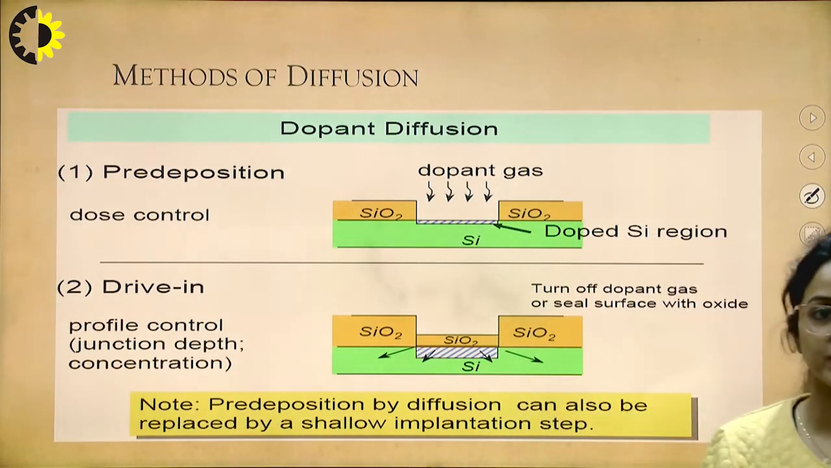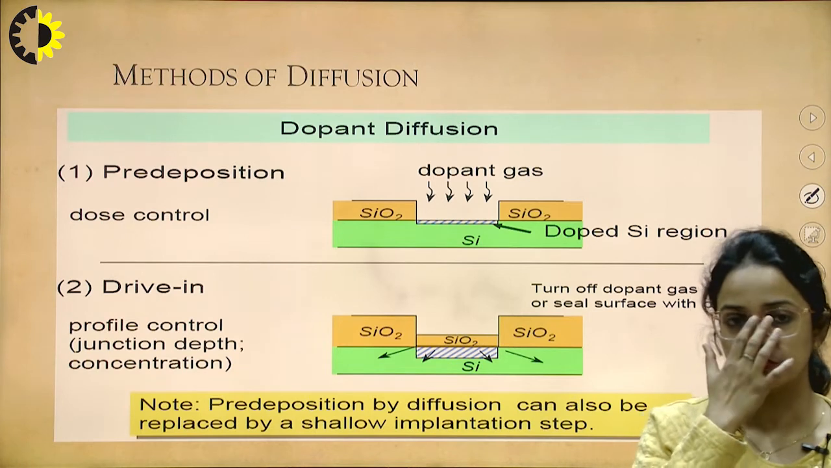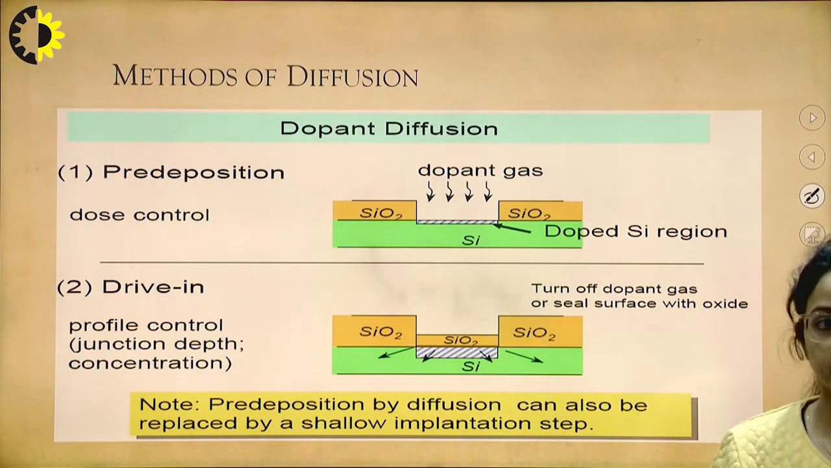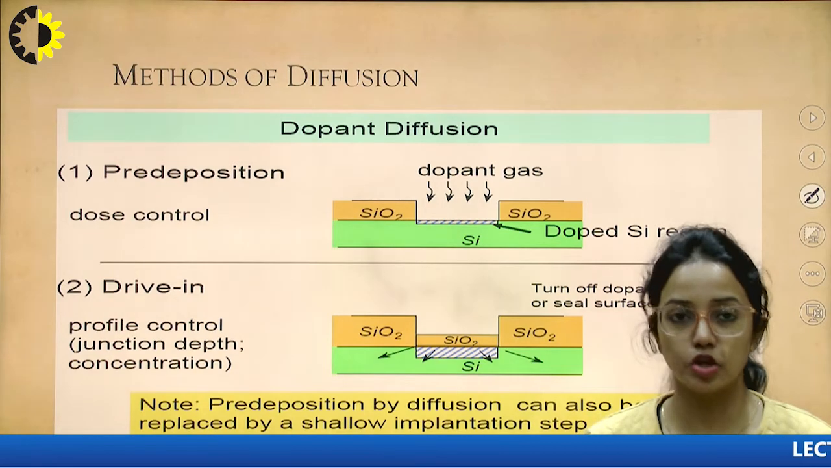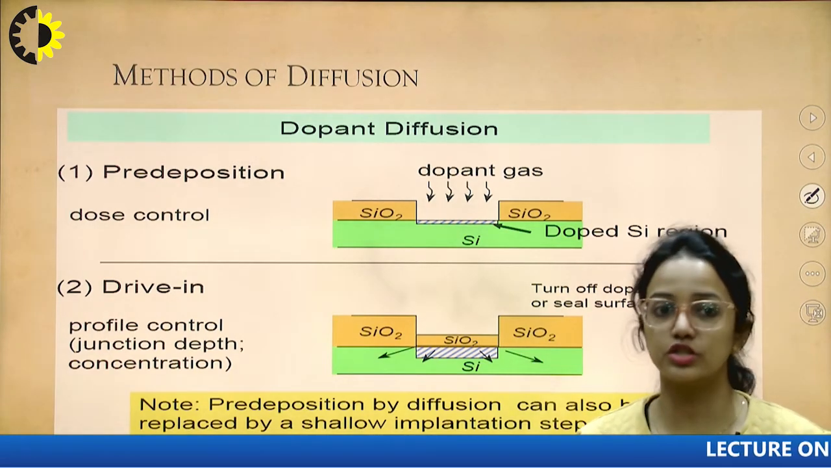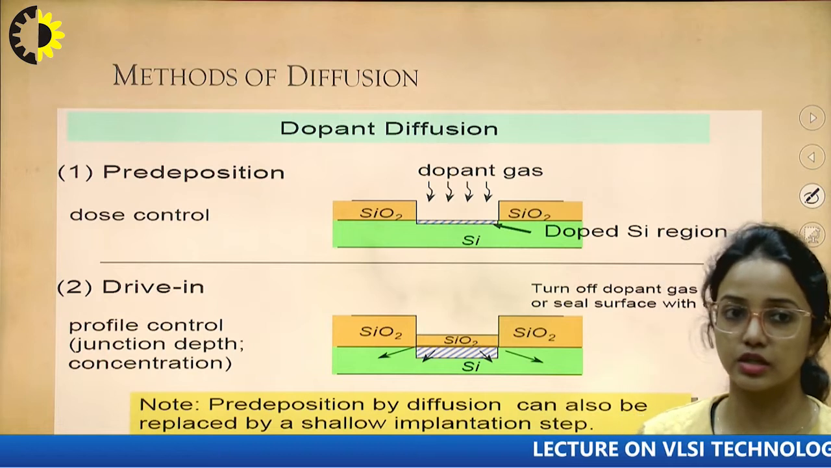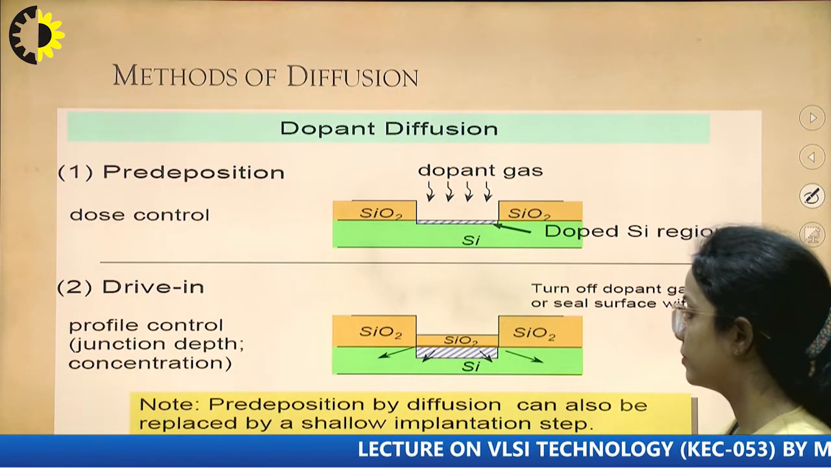Next, we can see the methods of diffusion. First is pre-deposition, which is dose control, and next is drive-in, which is junction profile control. That is one of the processes where we can control the junction depth, and we can see that the junction depth and concentration are controlled.